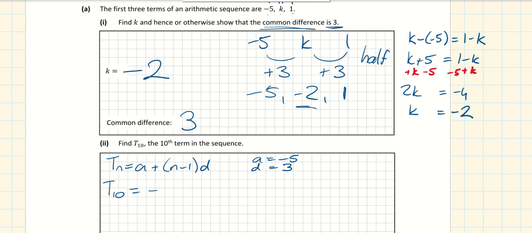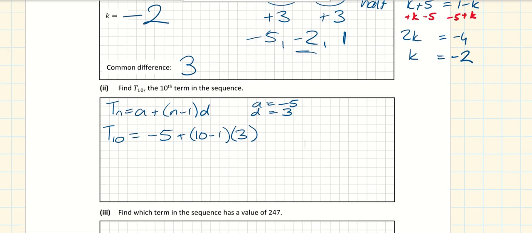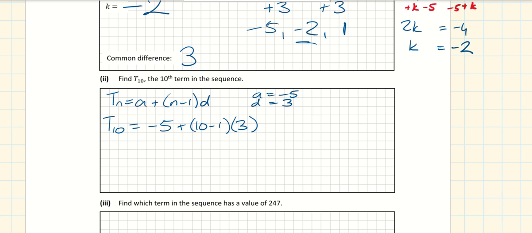T10 equals a, so minus 5 plus n minus 1. No, not n, we have 10. 10 minus 1 times our difference, which is 3. Okay, so we can work this out nicely now. We've got minus 5 plus 9 by 3, minus 5 plus 27. So 27 minus 5, term 10 is equal to 22. Okay, so that's just subbing into the formula.